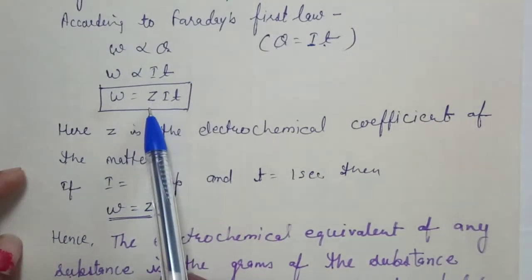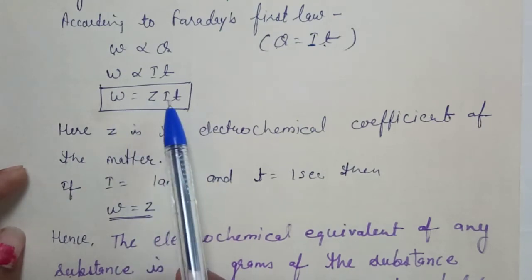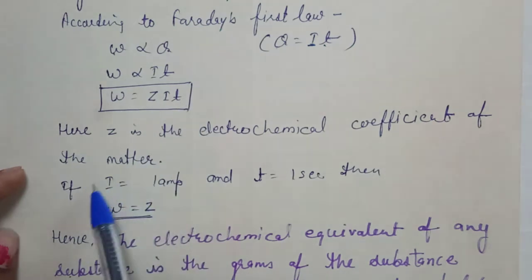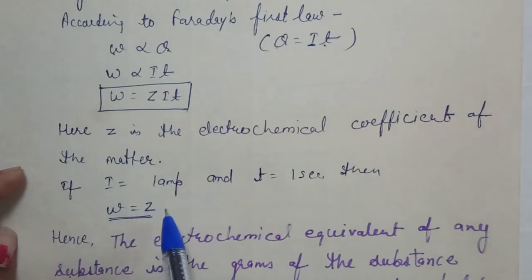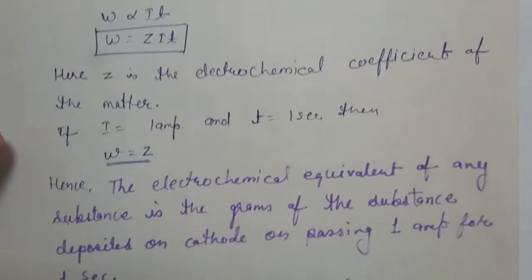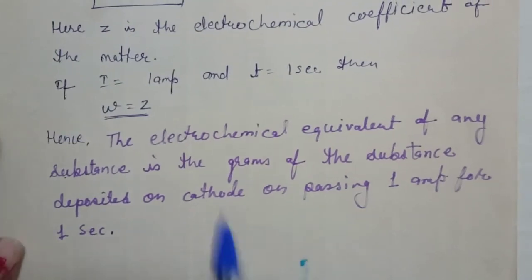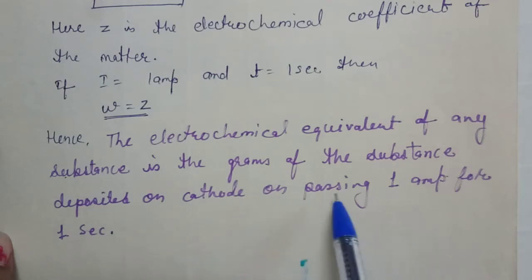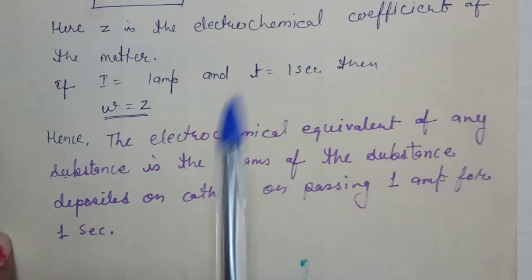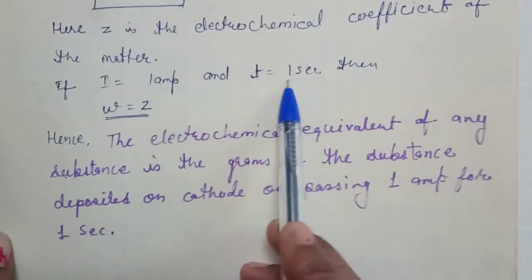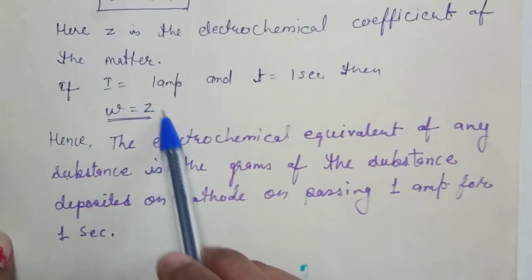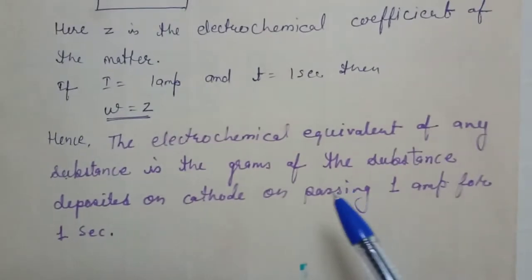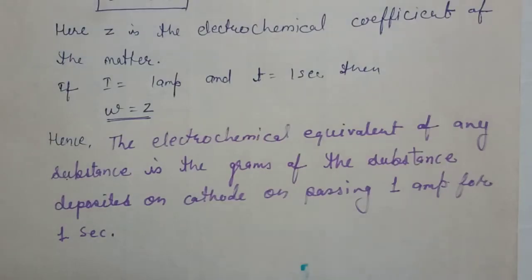We can write the definition of Z by assuming that I and T are unity. If I is equal to 1 ampere and T is equal to 1 second, then W is equal to Z. So the electrochemical equivalent of a substance is the grams of the substance deposited on the cathode on passing 1 ampere for 1 second. If 1 ampere is passed for 1 second, the grams deposited on the electrode is known as Z, the electrochemical equivalent of that matter. This is the first law of electrolysis.